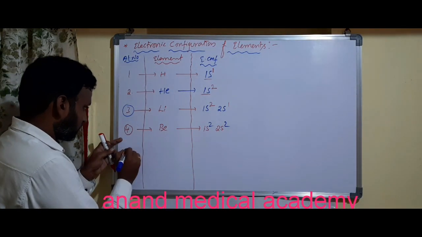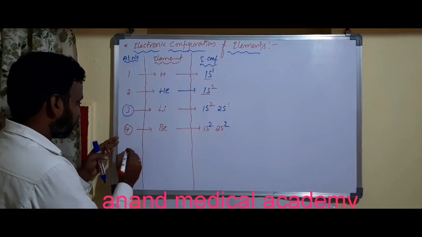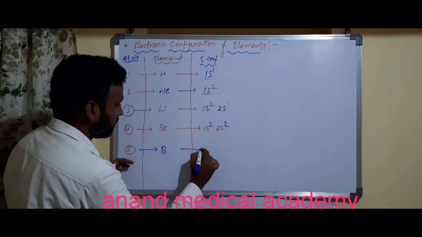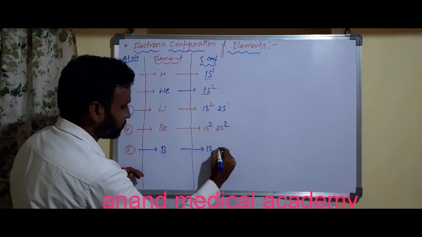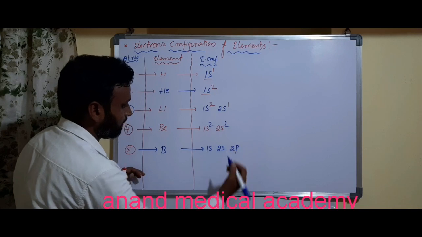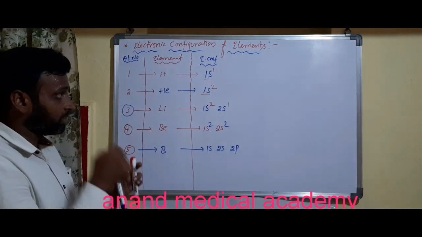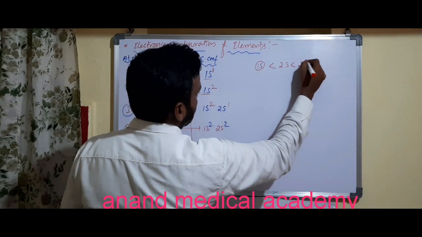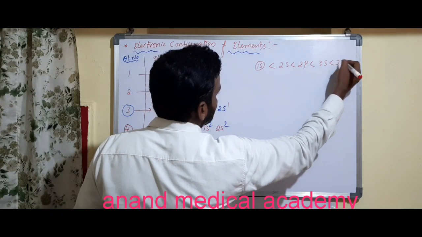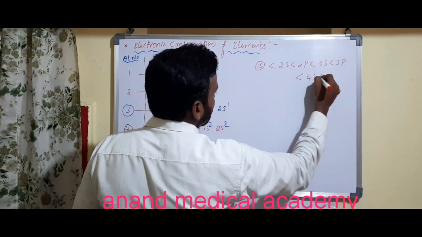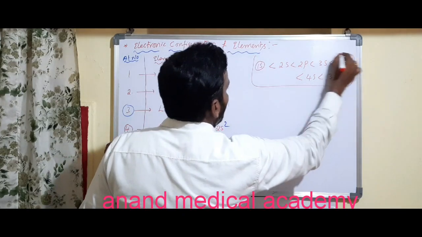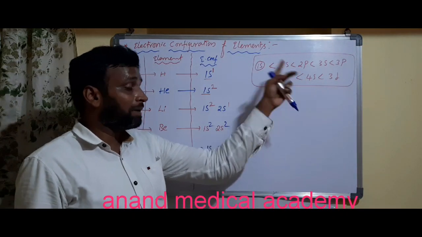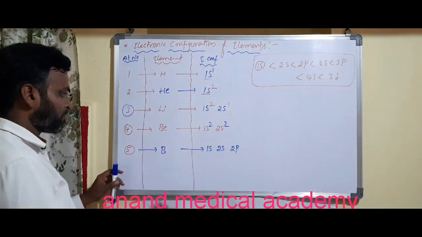Okay, next, the fifth one. Boron. Boron is 1s, 2s and 2p. Why 2p? I already gave the order. 1s is less than 2s, less than 2p, less than 3s, less than 3p, less than 4s, and so on. This is the energy order, and in this order only you have to fill the electrons after complete filling. This is very important for us.